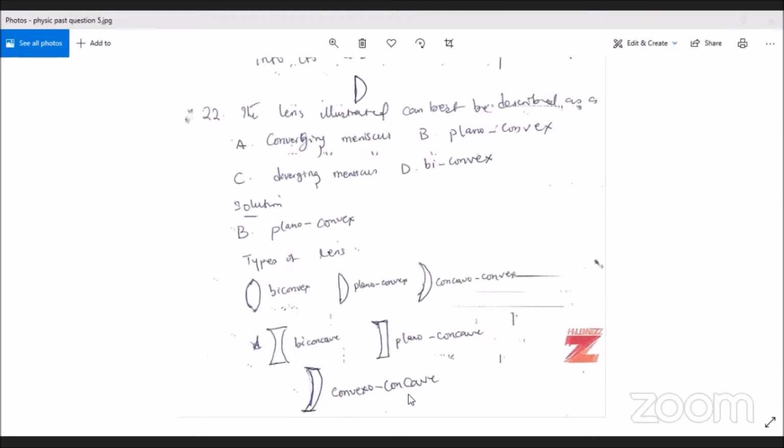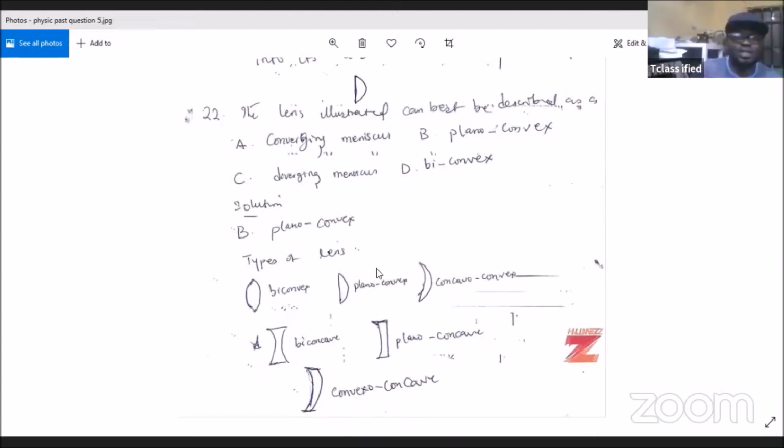Is it like examples under diverging and convex, or are these a different one? No, these are just types of lens that you can have.